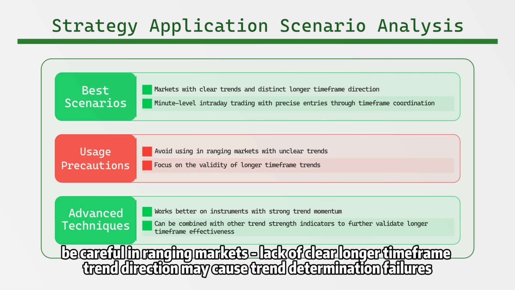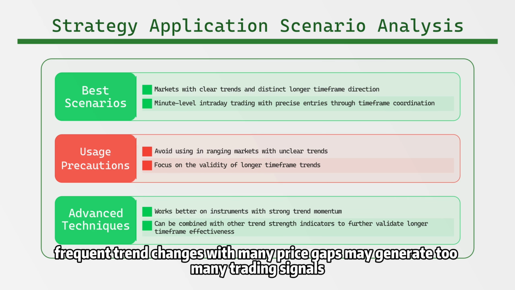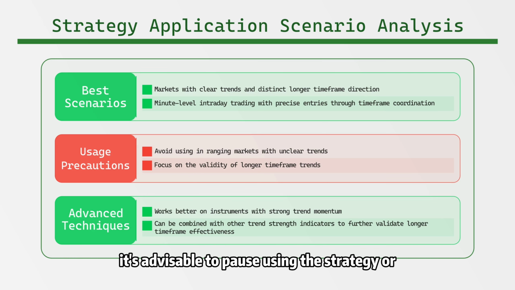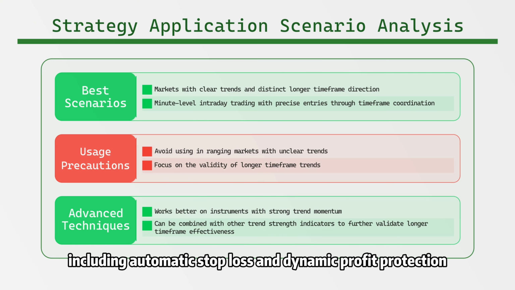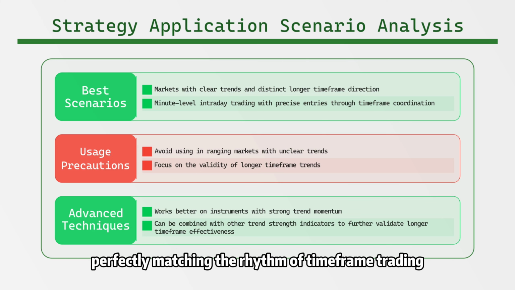But be careful in ranging markets. Lack of clear longer timeframe trend direction may cause trend determination failures, and frequent trend changes with many price gaps may generate too many trading signals. In such cases, it is advisable to pause using the strategy or add extra trend strength filtering conditions. The strategy already has a complete risk management system including automatic stop loss and dynamic profit protection, perfectly matching the rhythm of time frame trading.